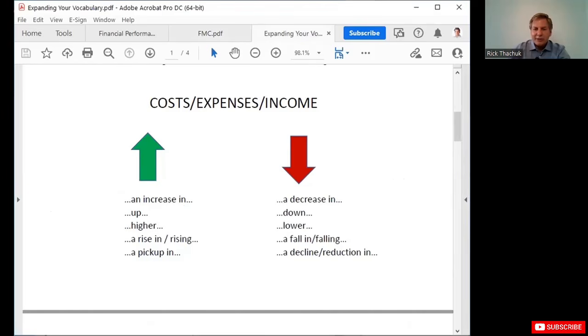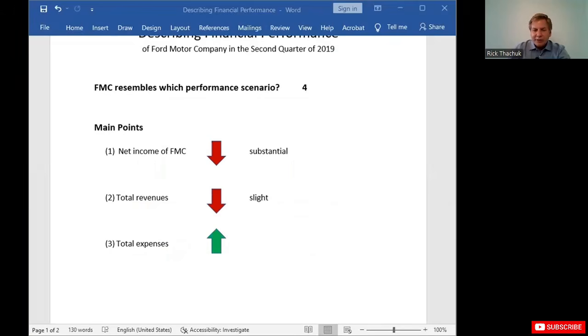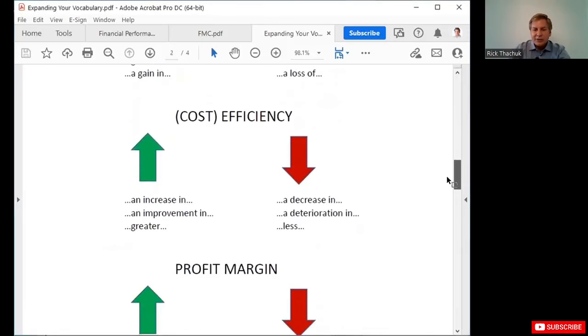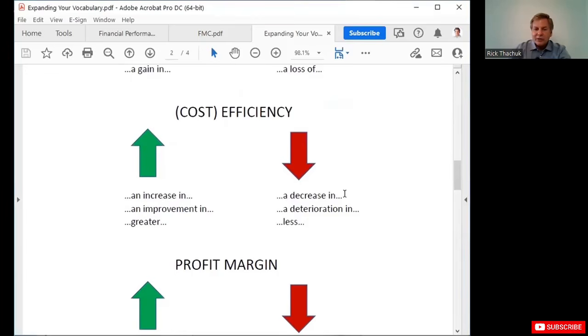Let's go back to our main points list. So I can mention revenues being slightly down, expenses being up, or I can mention something else that covers both of these activities. Remember that if total revenues go down, you might expect total expenses to go down as well. If they do not go down as much as you expected, or if they go up, which happened in this case, then we can characterize that as being less cost efficient. We can say that cost efficiency has declined. And how can we describe this decrease in cost efficiency? Well, let's take a look at our vocabulary list. Here is our list, and efficiency or cost efficiency declining. So we can say a decrease in efficiency or a deterioration in efficiency or less efficient.